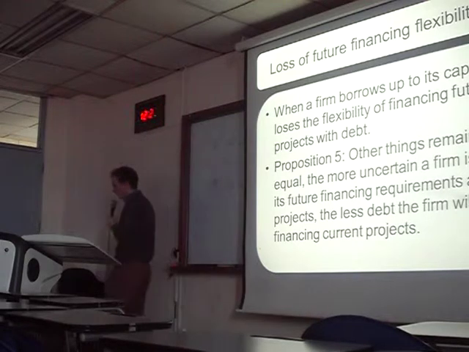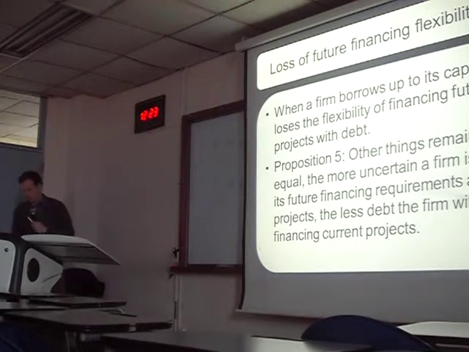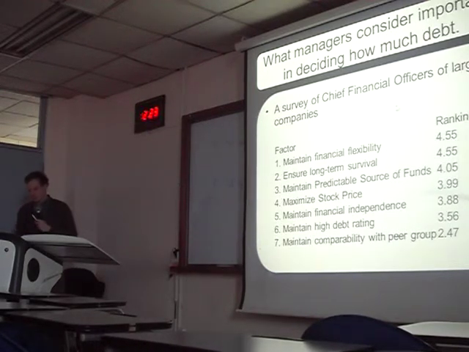So they asked managers, what is the most important thing in deciding how much debt to use? They asked the CFOs, chief financial officers, of US companies. They said number one and two were equal: maintain financial flexibility and ensure you don't go bankrupt.